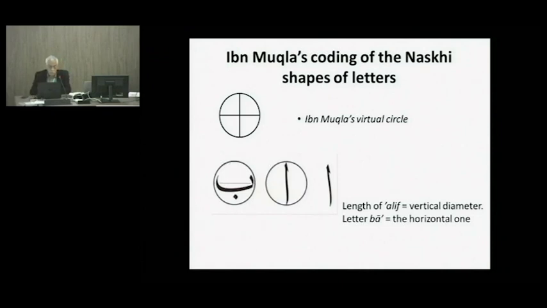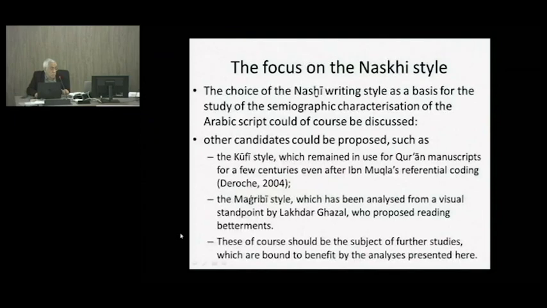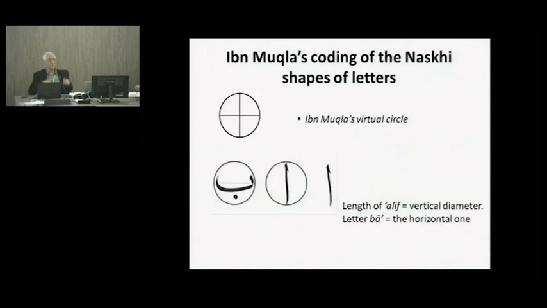The drawings here, the lower part of the drawing here, you start with the letter Alif, which is in Arabic like this. This would be the vertical diameter of the circle, and then the Ba here would be the horizontal diameter. That's the main idea of Ibn Muqla.